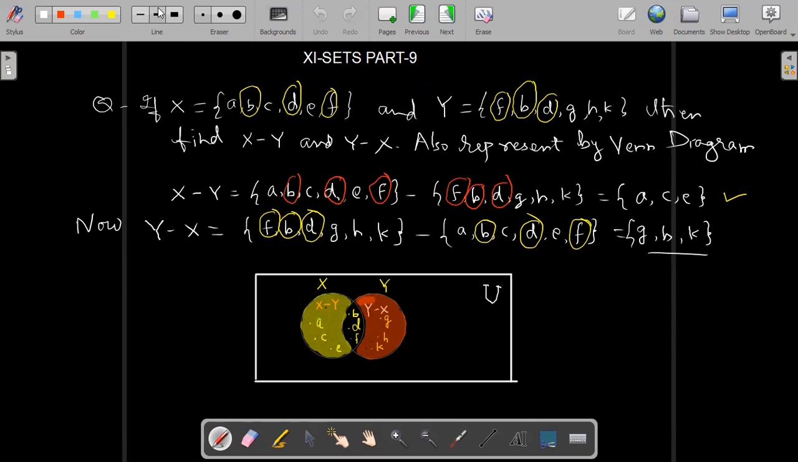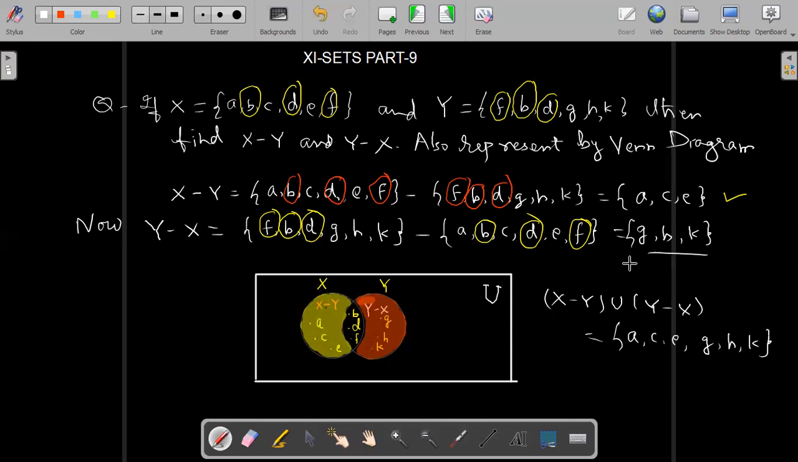That means if I find X minus Y union Y minus X, what will be the elements? Union means addition, so all these three and these three elements will be combined. So A, C, E and E, H, K. You can take this example. So this is called symmetric difference.